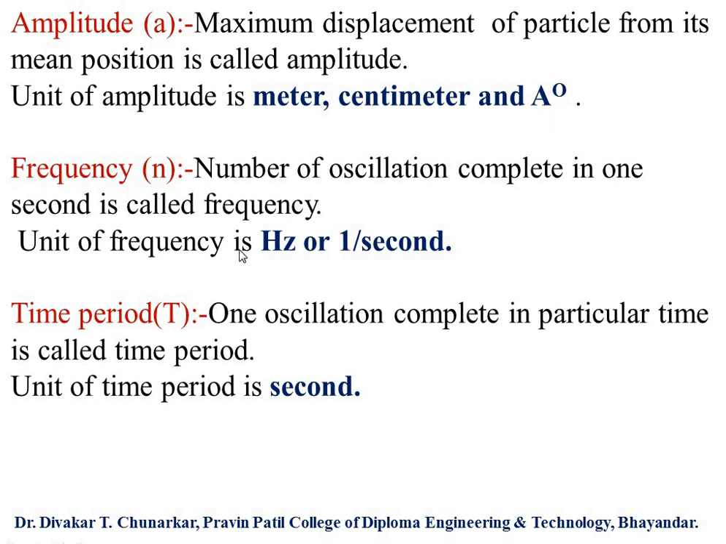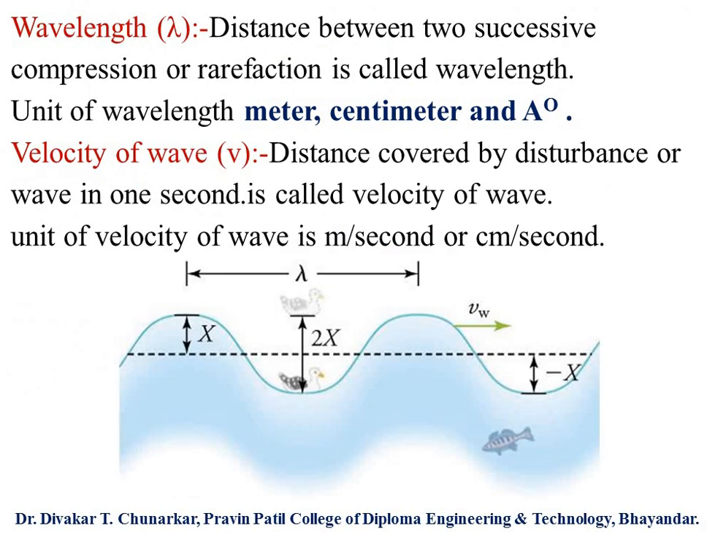Frequency: the number of oscillations completed in 1 second. The unit of frequency is hertz or 1 per second. Then time period T. The time in which one oscillation is completed is called the time period, and its unit is second, for example in a watch.